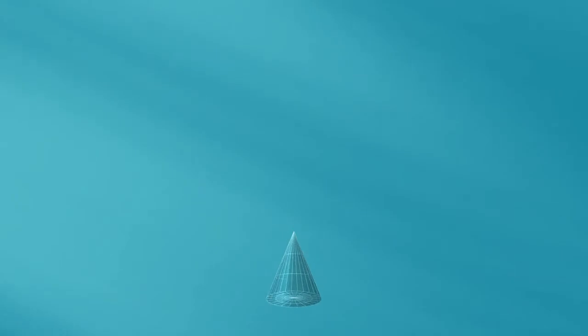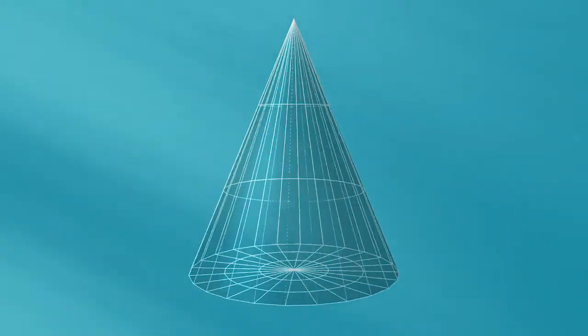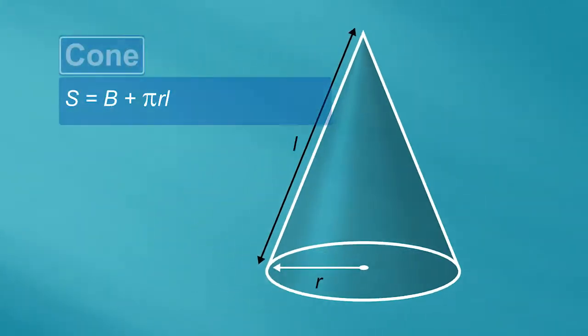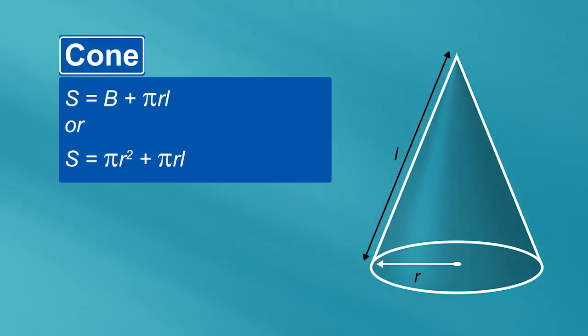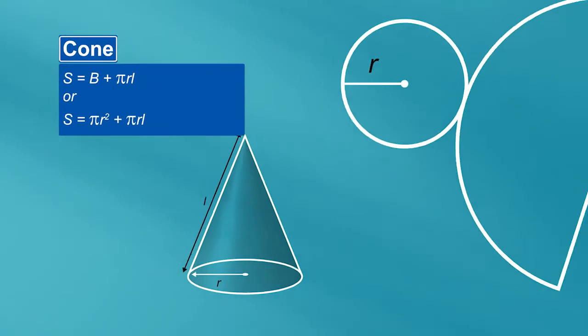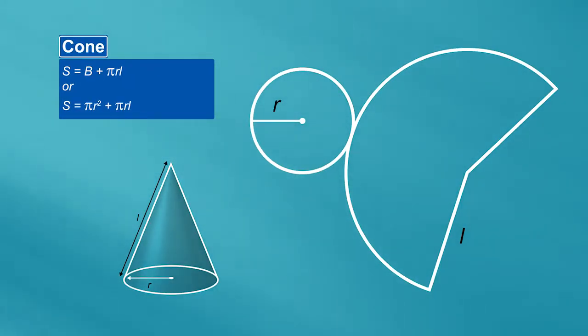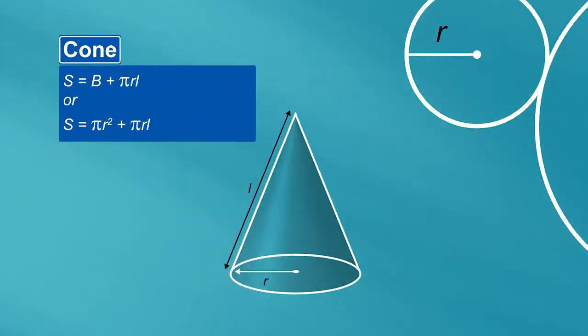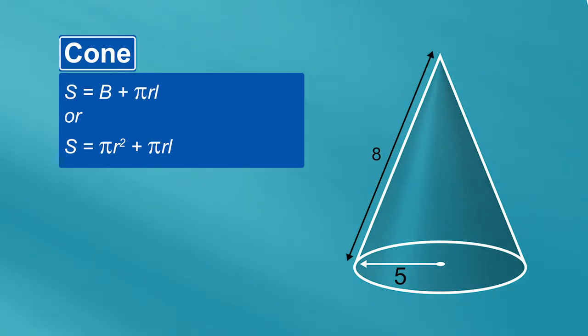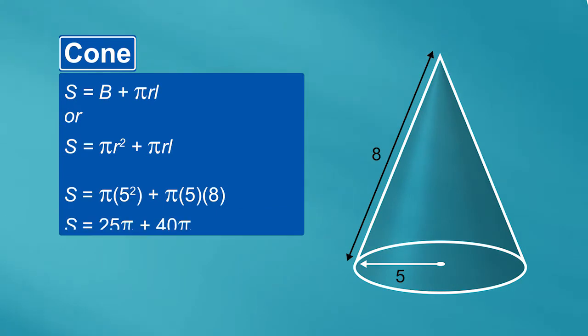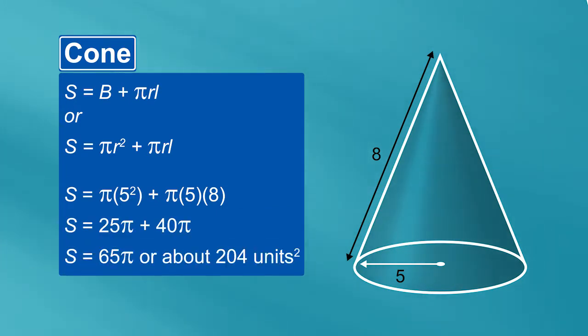A cone is similar to a pyramid. Surface area is found by adding the area of the base, pi r squared, to pi rl, in which L is the slant height. The net of a cone shows the shape of the areas that are measured. For a cone with a slant height of 8 and the radius of the base of 5, the formula would appear as S equals pi times 5 squared plus pi times 5 times 8. This would simplify to 65 pi, or about 204 units squared.